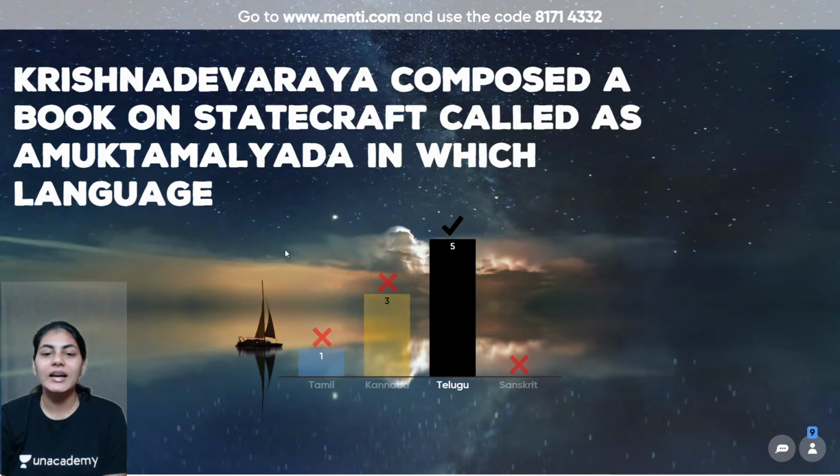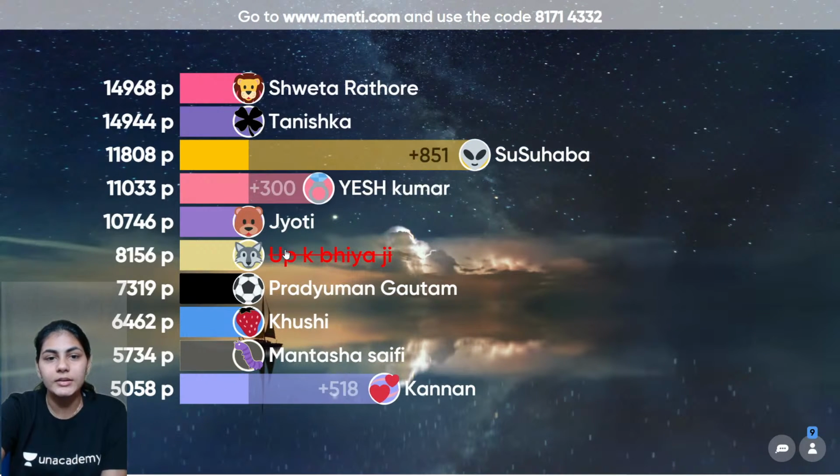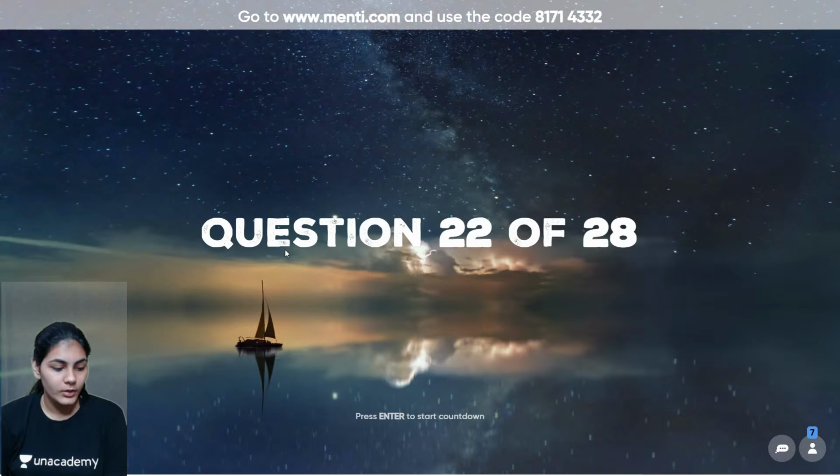Okay, fair enough. The answer is Telugu, right? So the hack here is, even though Krishnadevaraya's mother tongue was Kannada, it's a fun fact. Krishnadevaraya's mother tongue was actually Kannada. But surprisingly, he had a good grip on Telugu, and that is why he started writing so many books in Telugu rather than Kannada. So that's a fun fact. Anyways, the option is C. Quickly, the next question, question 22.